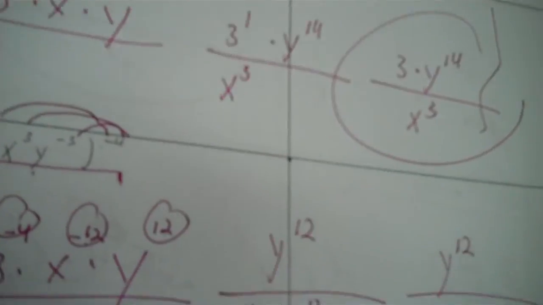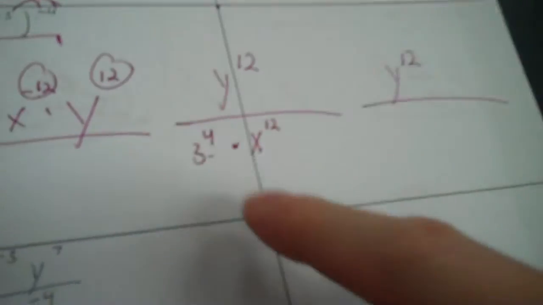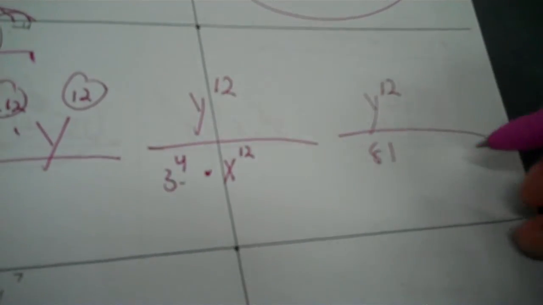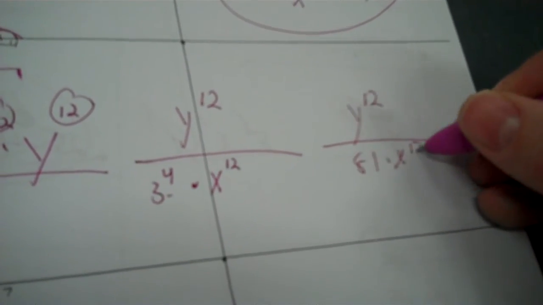Okay, 3 to the 4th I can simplify. 3 times 3 times 3 times 3, 81. So this becomes 81 straight over. From here to here is just straight over. Times x to the 12th.